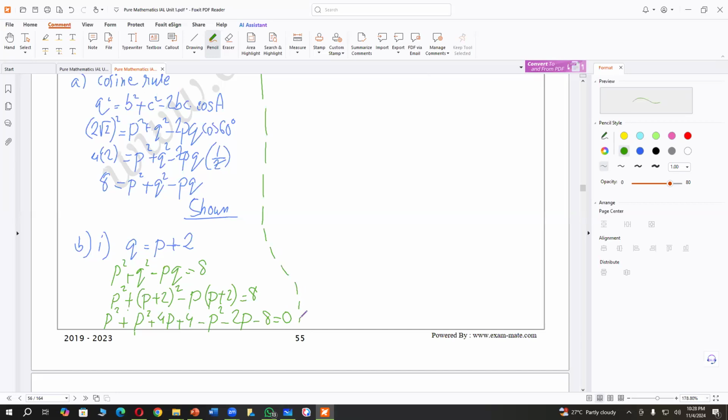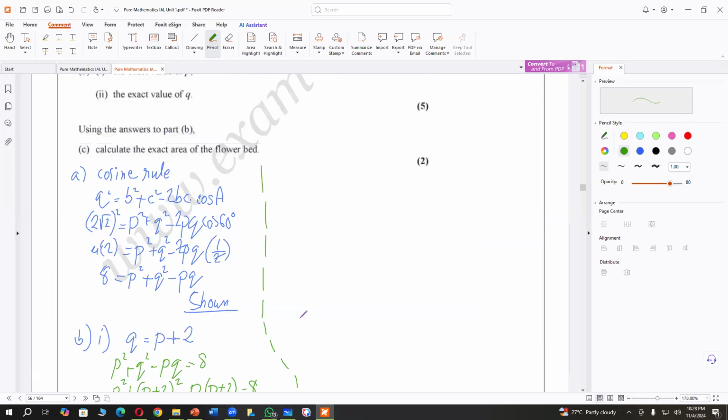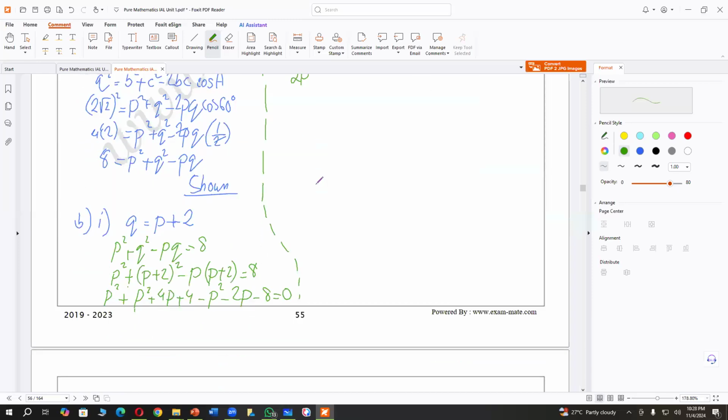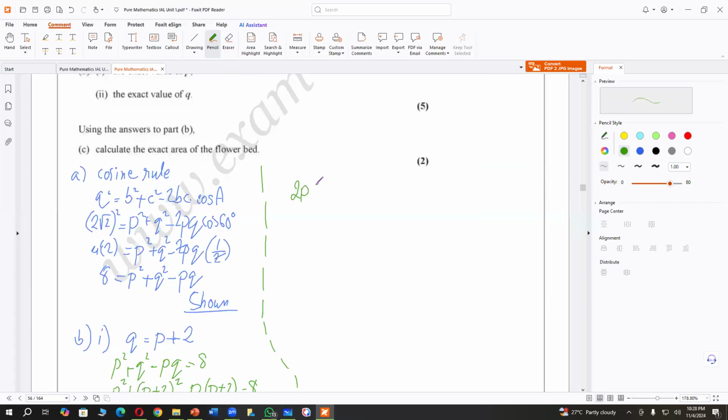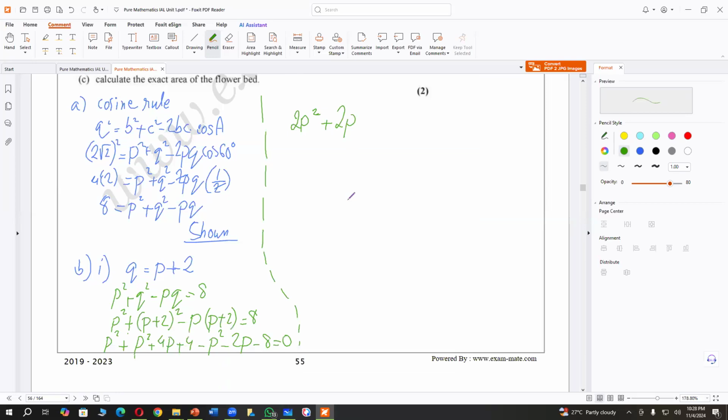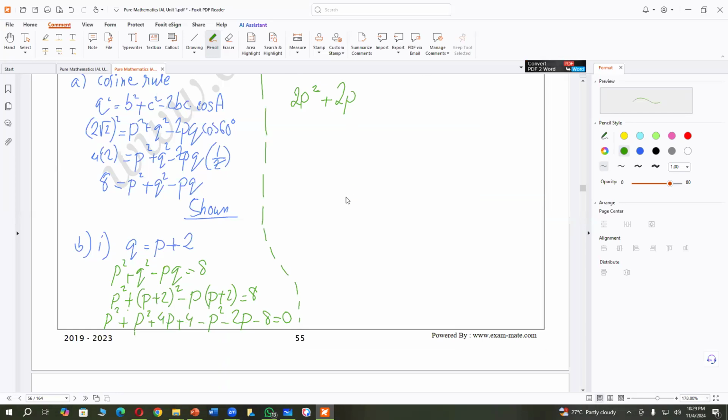Okay, now this is the equation. P square plus P square will become 2P square, 4P and minus 2P. 4P minus 2P is 2P. Oh, there is some error I'm doing. Actually, 1P square is cancelling, interestingly. Did you solve it? Yes, I solved it.